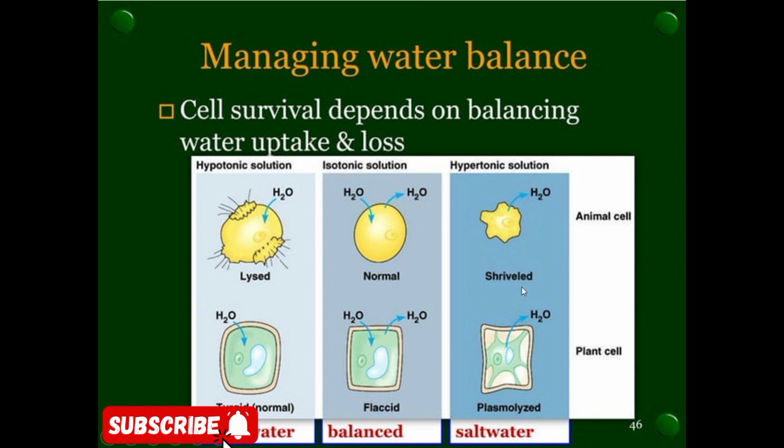And if we keep the cell in hypertonic solution, for example, salt water, the water will move from the cell into the environment and the cell will become plasmolyzed. And here the cytoplasm shrinks. This type of cell is known as a plasmolyzed cell.